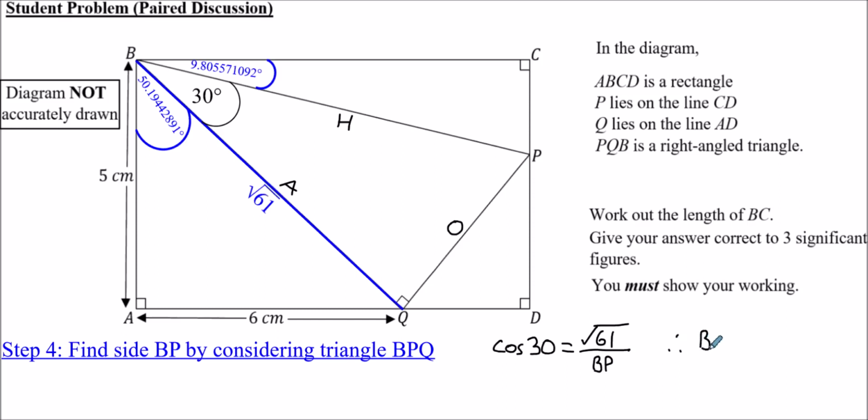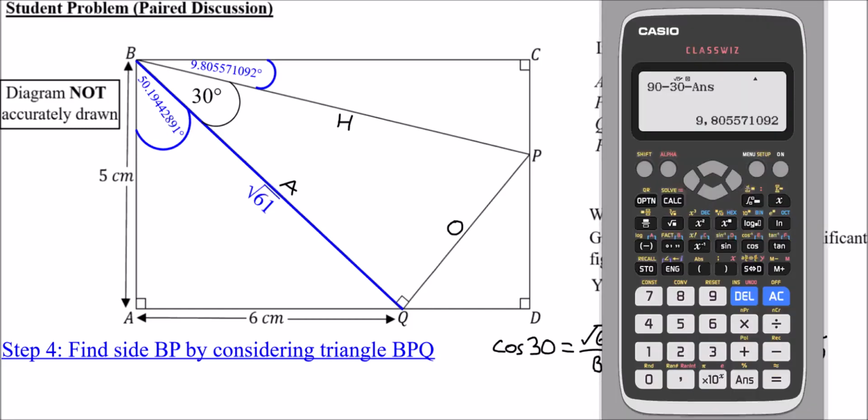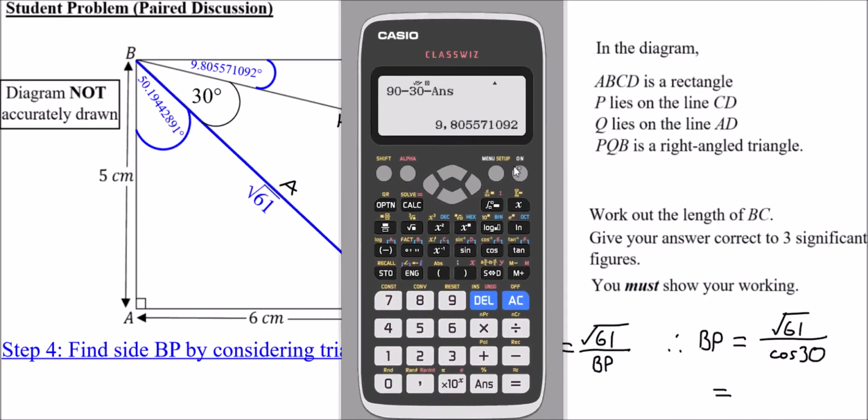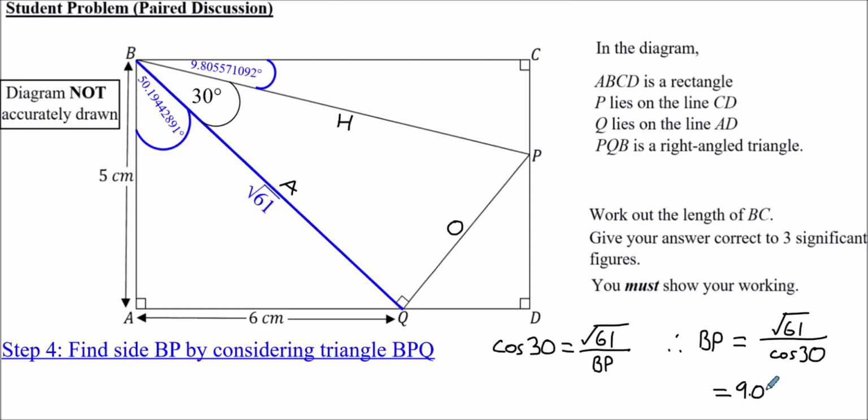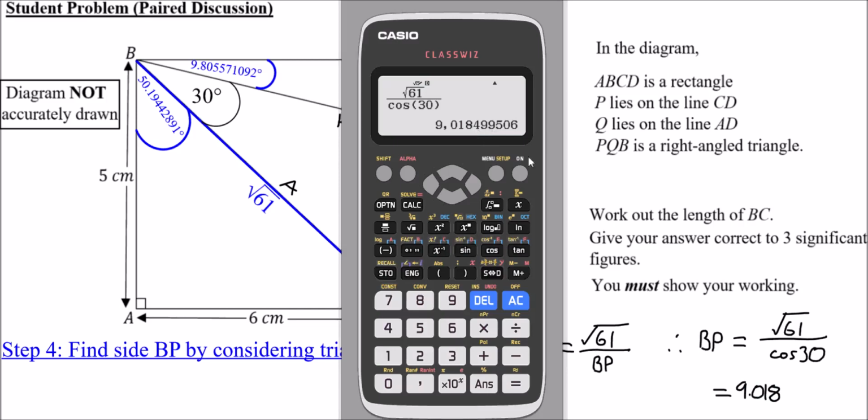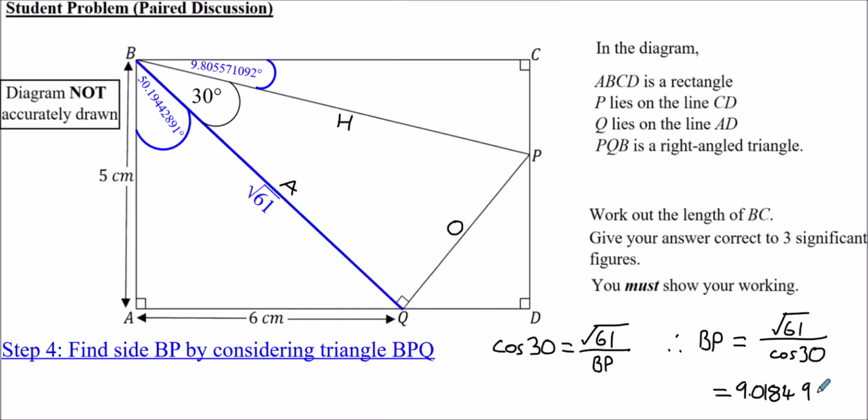So therefore this can be rearranged. So BP is going to equal root 61 divided by cos 30. Let's see what this gives us. So square root of 61 divided by cos 30. And you can actually leave it if you want to as this exact surd, or if you want to, you can just give it as this long number here. So it's 9.018499506. So again, because we worked out BP, we can add this to the diagram.